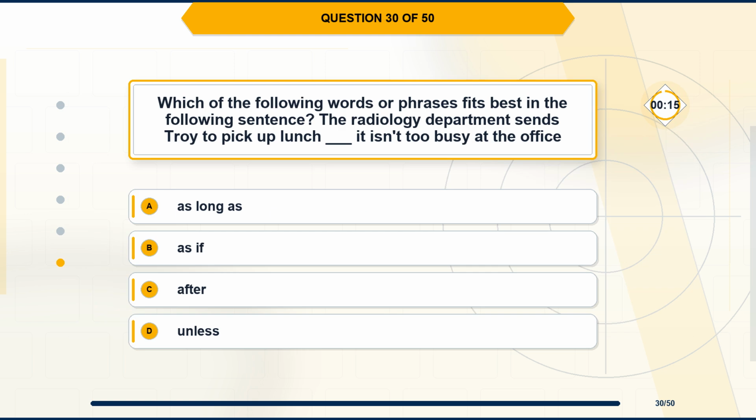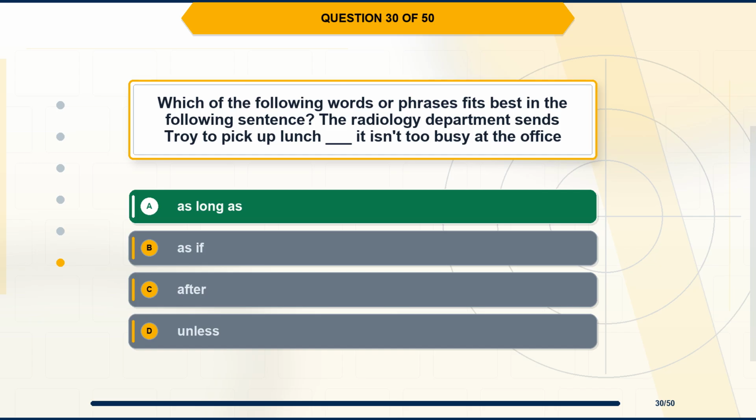Question 30. Which of the following words or phrases fits best in the following sentence? The radiology department sends Troy to pick up lunch blank it isn't too busy at the office. Option A, as long as. Option B, as if. Option C, after. Option D, unless.